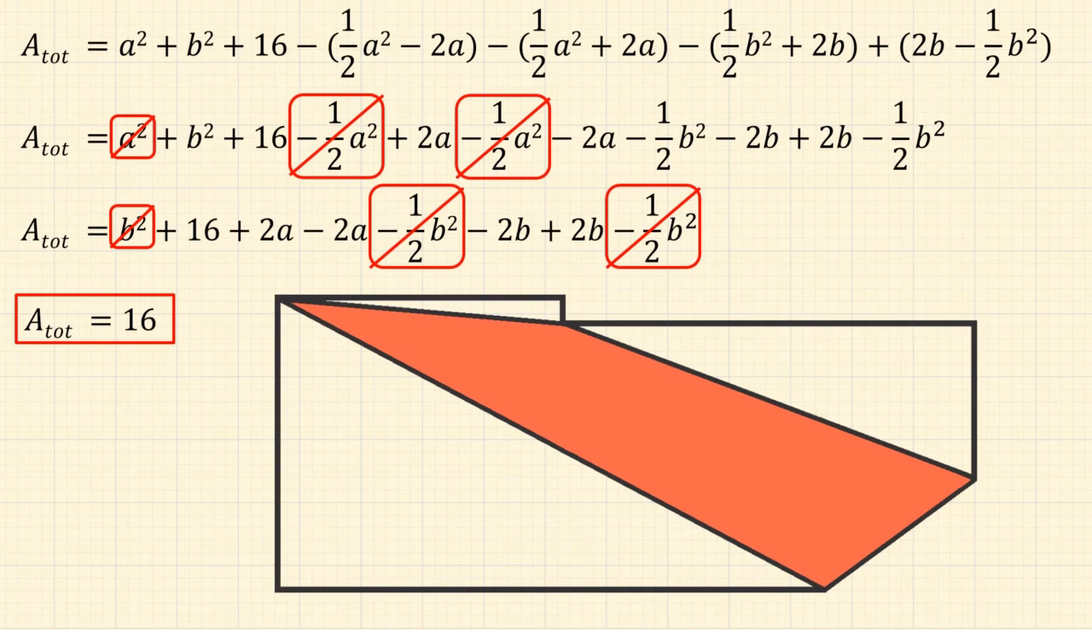In my next video, we'll take a look at another way to solve this problem that demonstrates using geometry why the quadrilateral has the same area as the square in the middle.